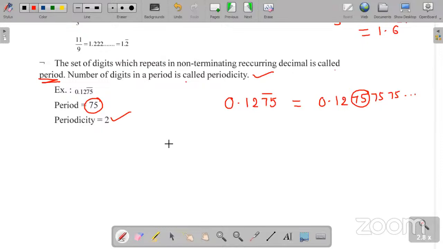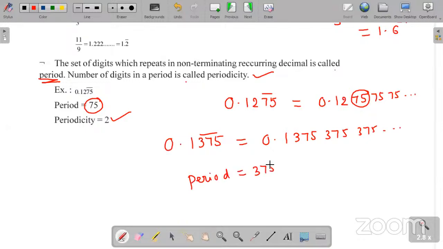For example, like this, 0.1375 bar is there. This means 0.1375, 375, 375 and so on. Now tell me, what is the period? Here period is equal to 375. What is the periodicity? Periodicity is 3 because 1, 2, 3. Clear? This is very, very important.